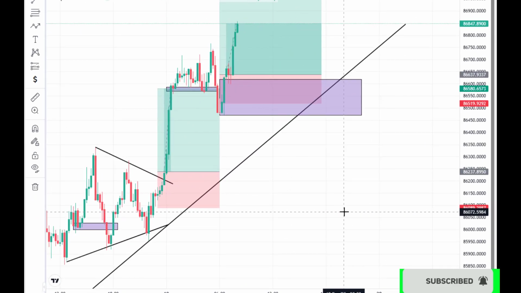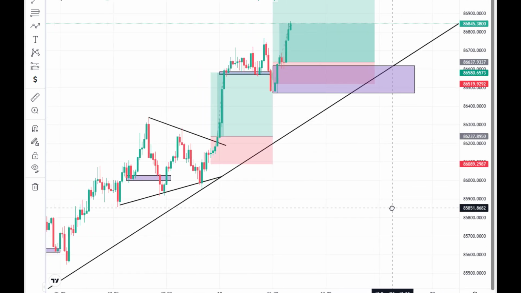Make sure that you backtest any strategy that you learn online. Make sure that you backtest it, go and trade it on a demo account, master it first before you take it to your live account.